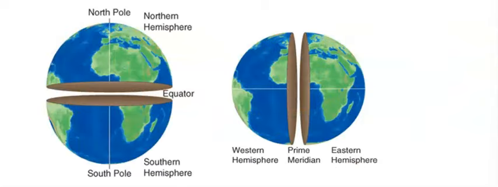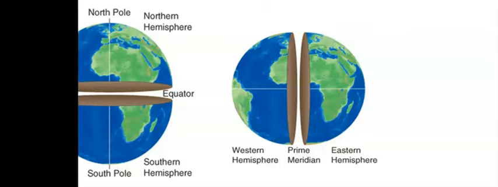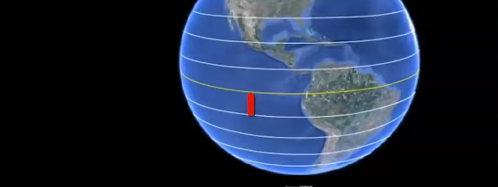The line that splits the Earth into the northern hemisphere and the southern hemisphere is called the equator. And the longitude line that splits the Earth into the eastern hemisphere and the western hemisphere is called the prime meridian. The distance between each line of latitude is about 69 miles, which is over 101 kilometers, and is equivalent to 1 degree on the map.